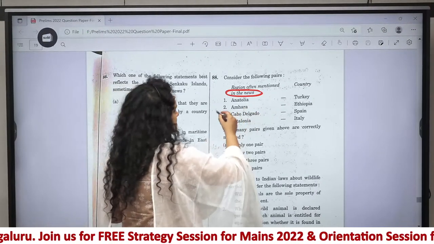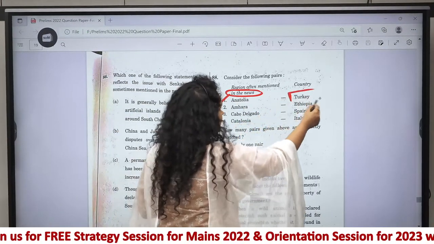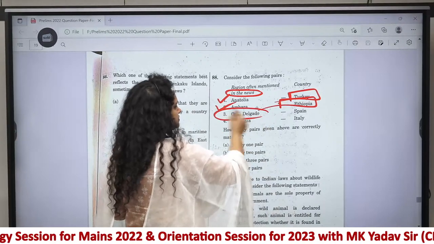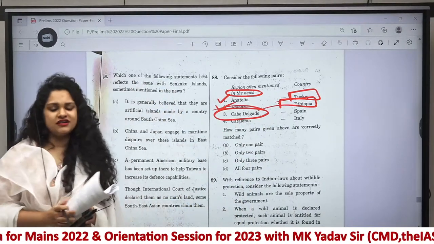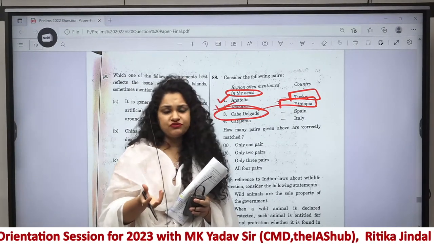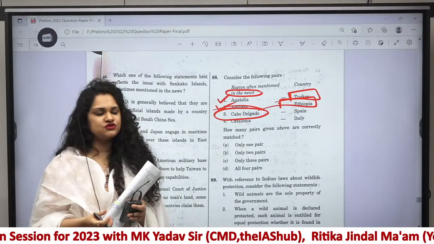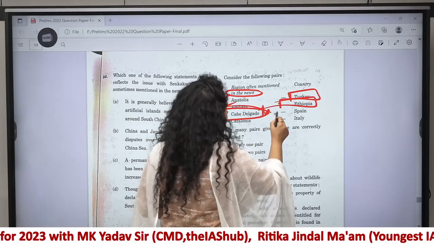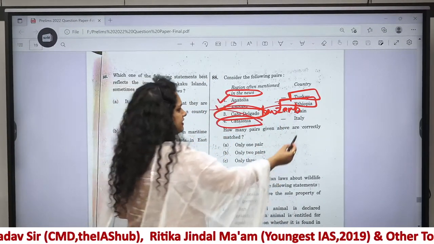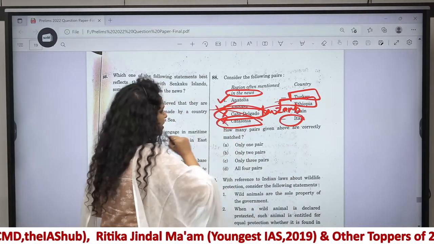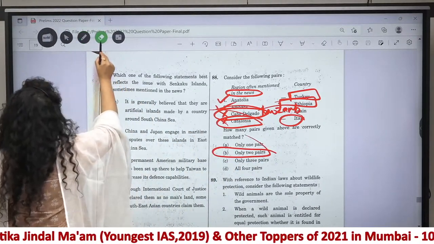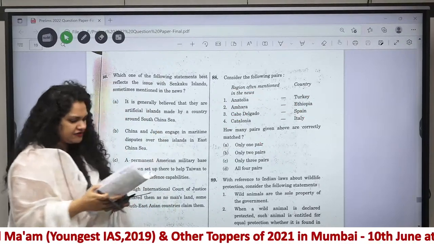Regions often mentioned in the news. So Anatolia, we know that definitely it is Turkey, so this is correct. Amhara, Ethiopia, it is correct. Cabo Delgado, this is not correct. This is not in Spain, but we can say that it is a province we have not seen in the news so much. It is from Mozambique, right? It is from Mozambique and not Spain. Catalonia, on the other hand, is from Spain, right? So it is not Italy, it is Spain. So these two things will be wrong. And the answer is only two pairs, Anatolia and Amhara, are the correct answers, right?